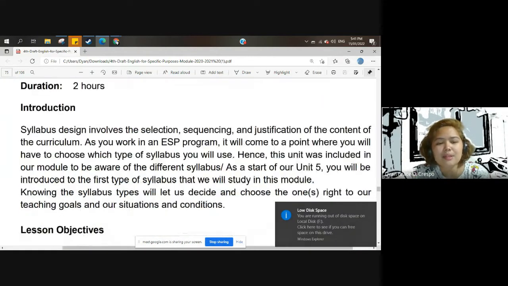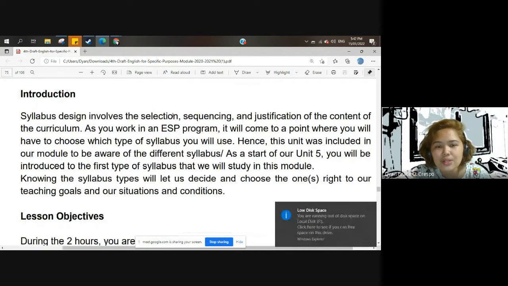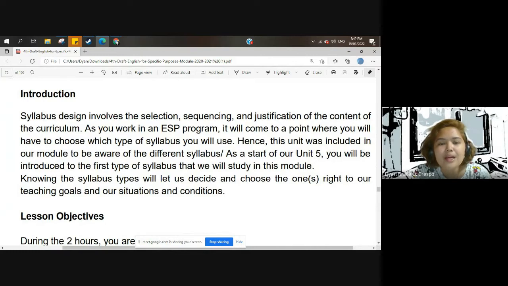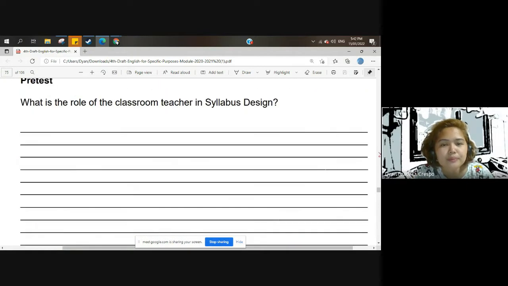Now, syllabus design involves a selection, sequencing, and justification of the content of the curriculum. As you work in an ESP program, it will be to a point where you will have to choose which type of syllabus you will use. Hence, this unit will include our module to be aware of the different syllabus. Now, let us begin with this one.